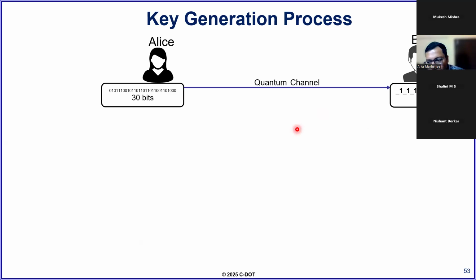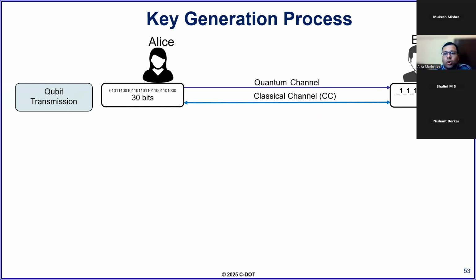Now the error can come due to channel noise or due to detector imperfections or anything. So there will always be some error in the channel transmission process. So we have sent 30 bits and we have received 12 bits. So this is the qubit transmission phase. Now the role of the quantum channel gets over. The quantum channel is unidirectional. It is only sending the qubits from Alice to Bob, encoded in either polarization, time bin, or phase.